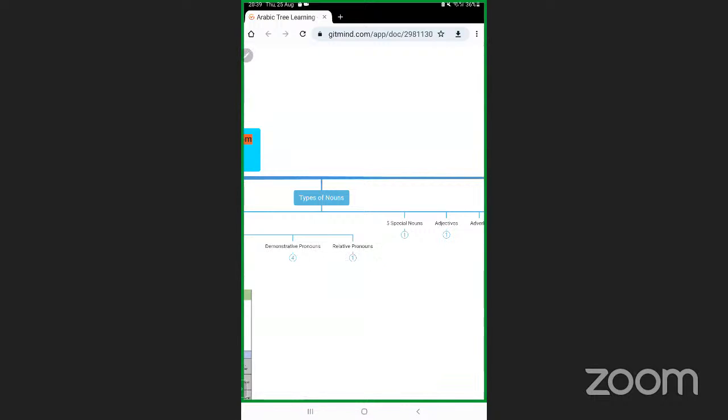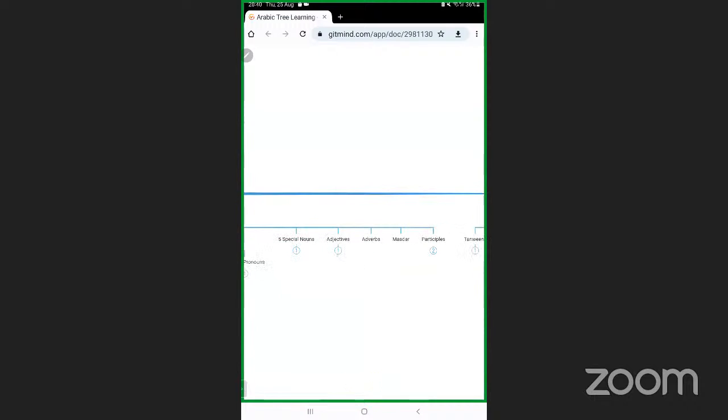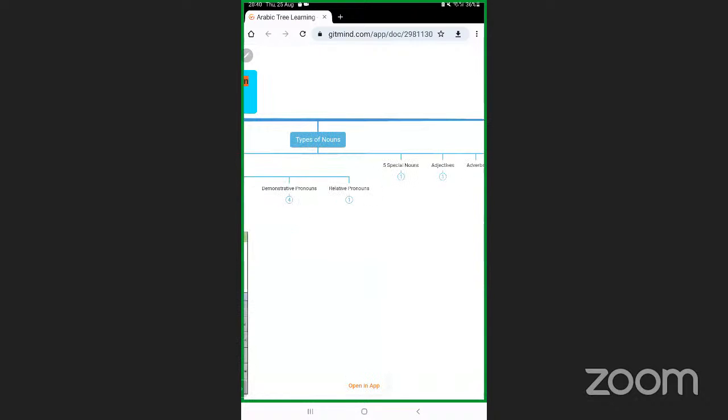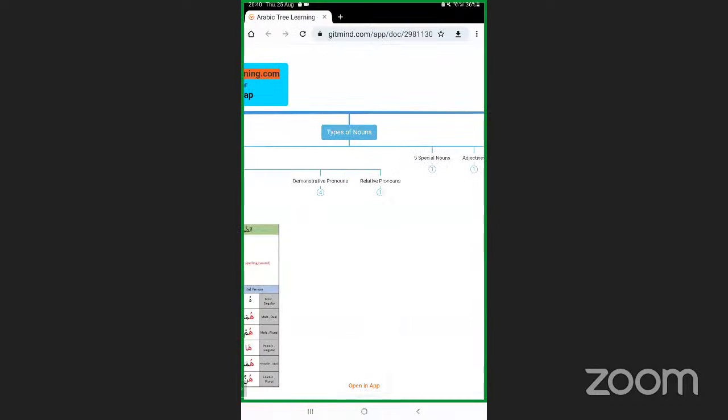Then we will learn about relative nouns. Then there are 5 special nouns. Adjectives are also nouns in Arabic. Adverbs are also nouns in Arabic. Masdar, what is this new thing? The literal meaning of masdar is source. Then there are participles, active participle and passive participle. So these are all types of noun.